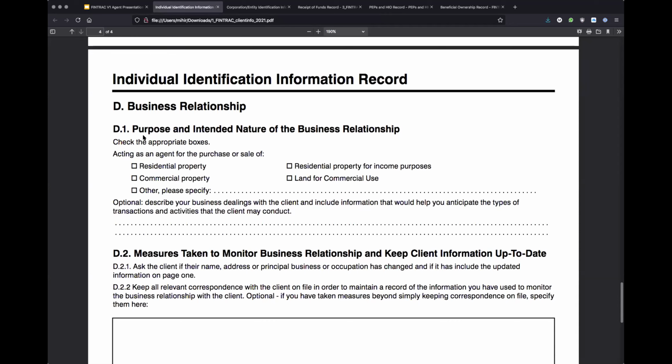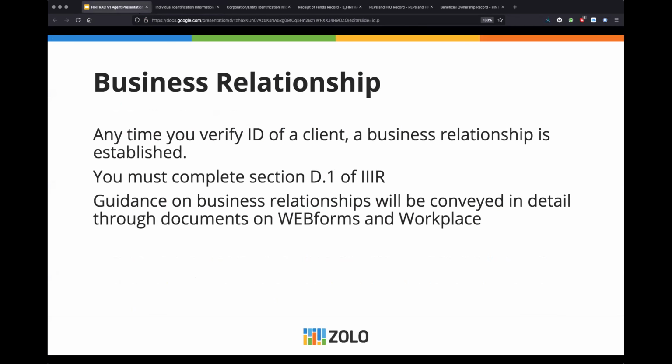Other could be non-permanent residences like RVs. I haven't seen those come across the desk anytime recently, but just so that you're aware, that could be a section that could be the reason to use this section for other. Guidance on business relationships will be conveyed in detail through documents and web forms and workplace.